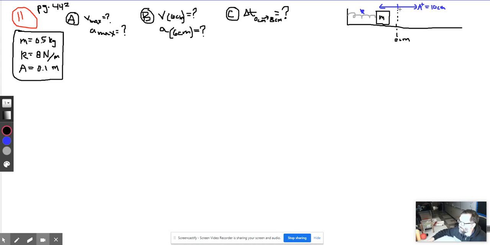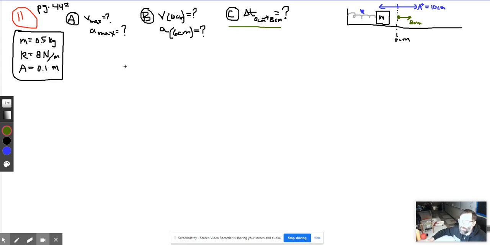It's going back and forth like this. And here's our setup. And we're asked these questions. What's the Vmax, Amax? What's the velocity at 6 centimeters? What's the acceleration at 6 centimeters? And then how long does it take it to go from, maybe let's just say this is the green stuff, to go from this location out to 8 centimeters. So just shy of the maximum amplitude. Okay, how long does it take to go from 0 out to here?